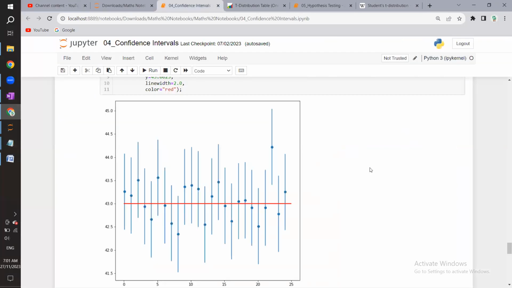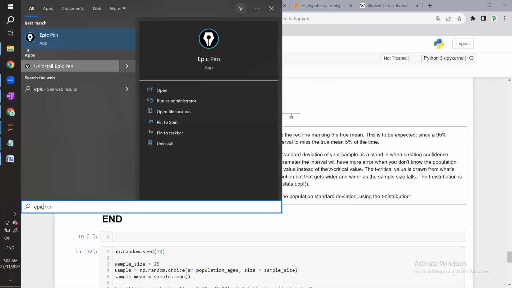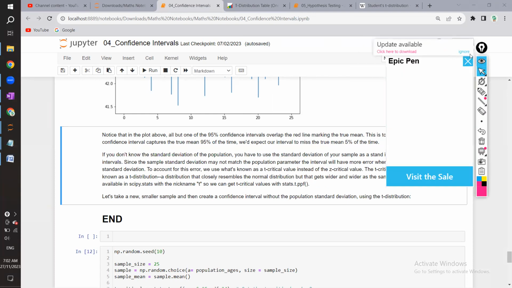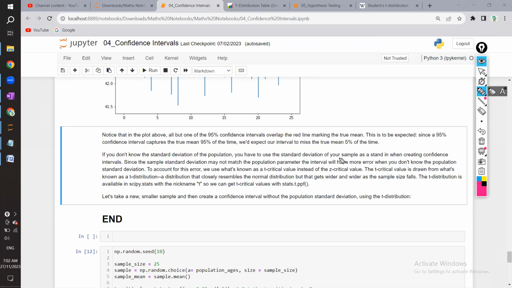So if you don't know the standard deviation of the population, you have to use the sample standard deviation. Let me quickly take the pen. Earlier the example was when you know the population standard deviation or variance. But if you don't know the standard deviation of the population, you have to use the standard deviation of your sample as a stand-in while creating the confidence interval. So you have to go for the sample.